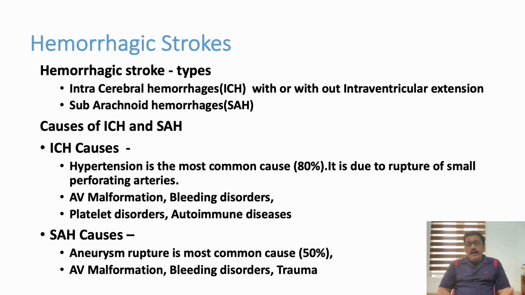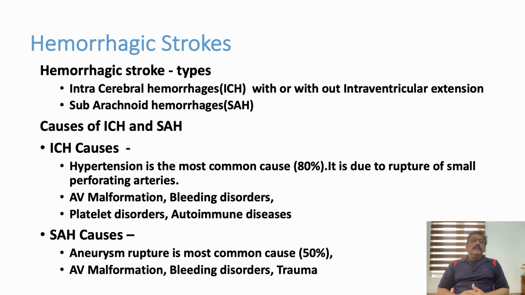But afterwards, once the patient is stabilized, then we have to search for the cause, whether it's a hypertensive bleed or an aneurysmal bleed, whatever it is, and then we have to correct that also. If it is an aneurysm, then coiling and these procedures are required afterwards.